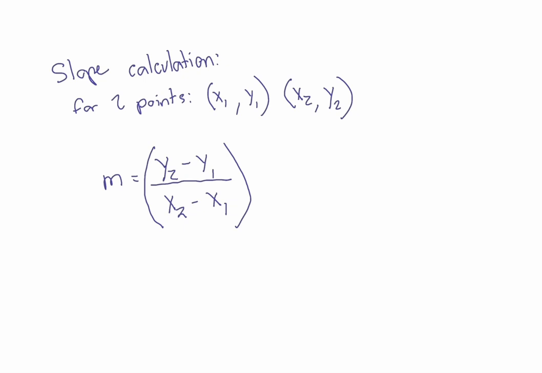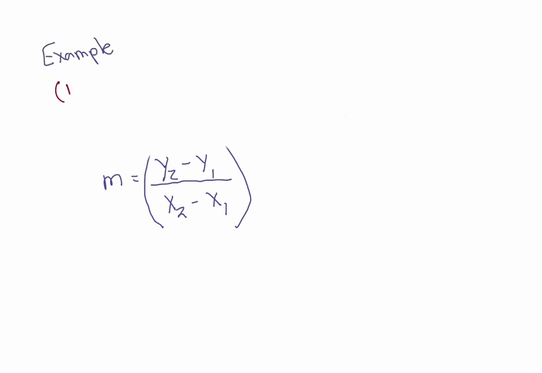We would take our y2 and then subtract y1 from it, and that would be our number at the top of the fraction. At the bottom of the fraction, we would take our x2 and subtract our x1, and that would be the number at the bottom of our fraction. This formula finds the change in the y values divided by the change of x values between two specific points. Let's look at an example.